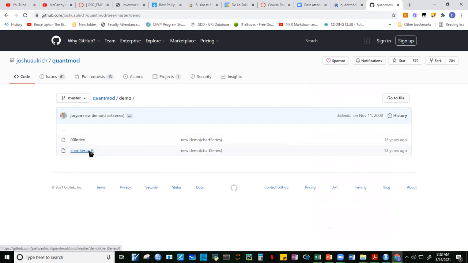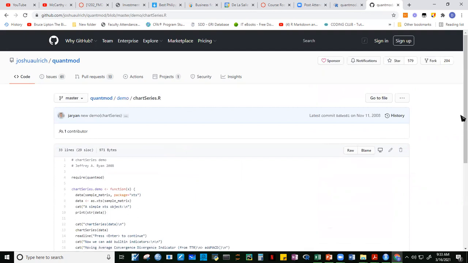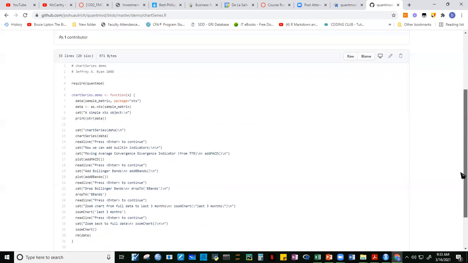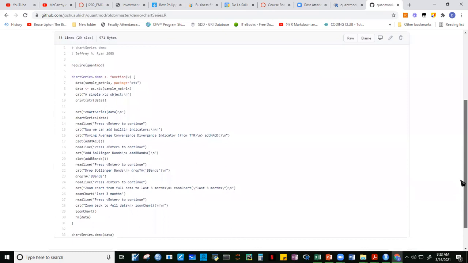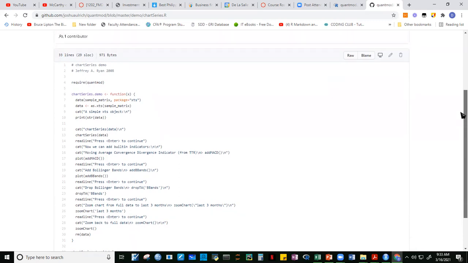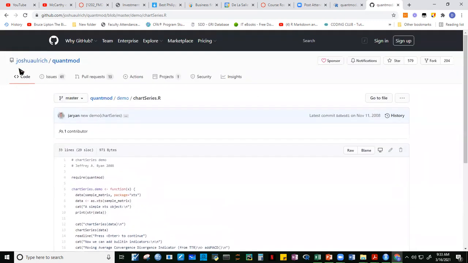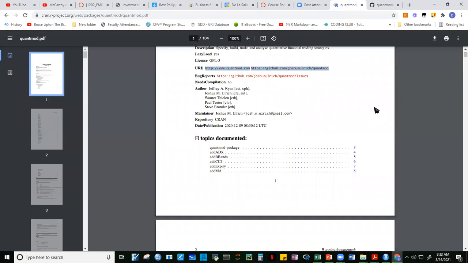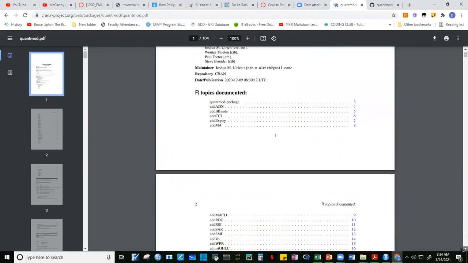So may mga demo siya dito. Let's try to see what. Okay. So demo to nung na-create pa nung 2008. Chart series demo. May function dito, no? Okay, so there are examples here. So you can navigate through this and explore kung ano yung laman ng Quantmod package. So going back to the description about the Quantmod package.